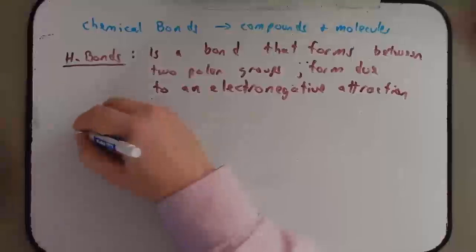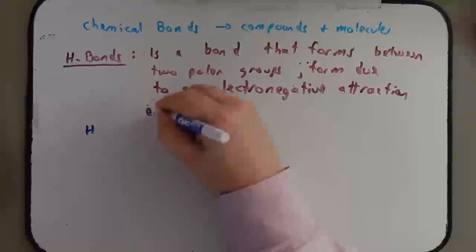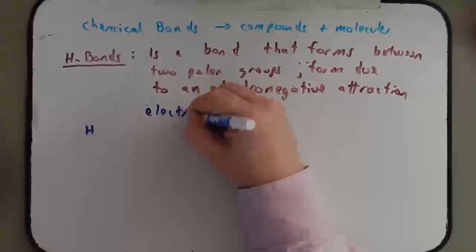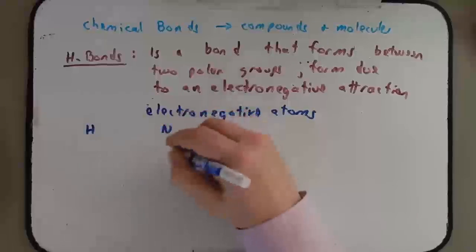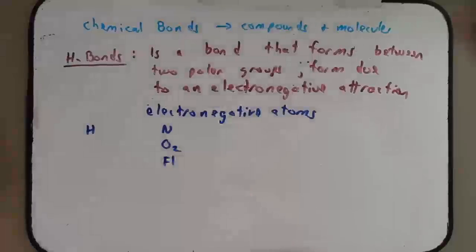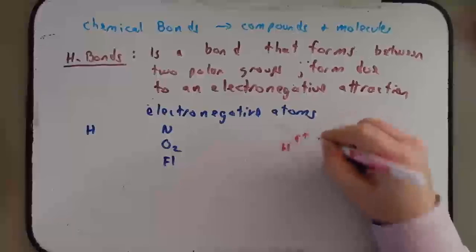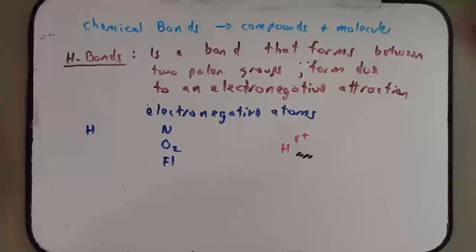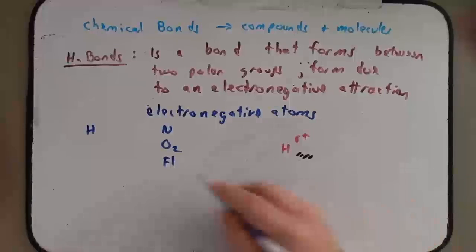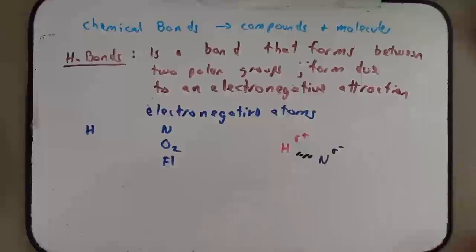Hydrogen bonds will form between a hydrogen atom and various electronegative atoms, such as nitrogen, oxygen, fluorine, as well as other electronegative atoms. So as an example, hydrogen, which has a partially positive charge, will form a hydrogen bond with one of several electronegative atoms. For instance, it may form a bond with nitrogen, which has a partially negative charge.